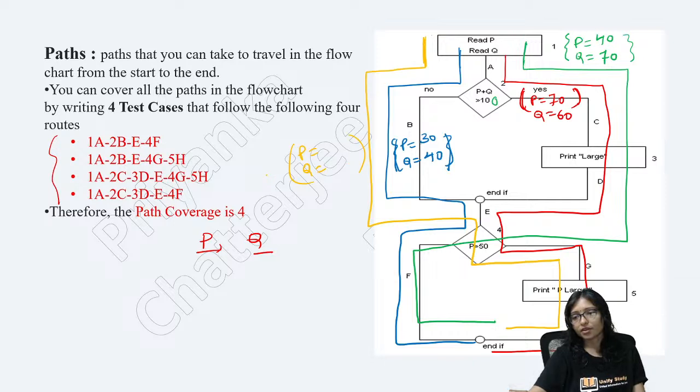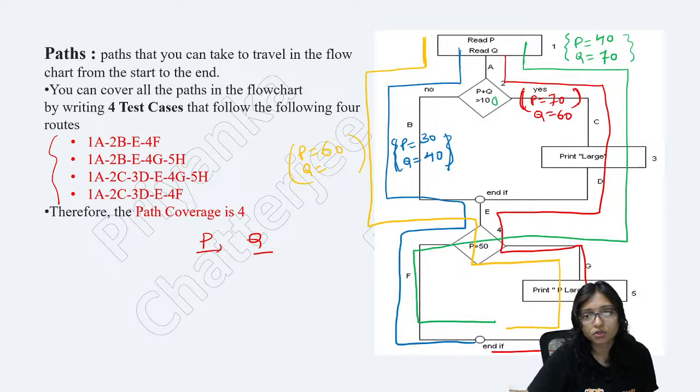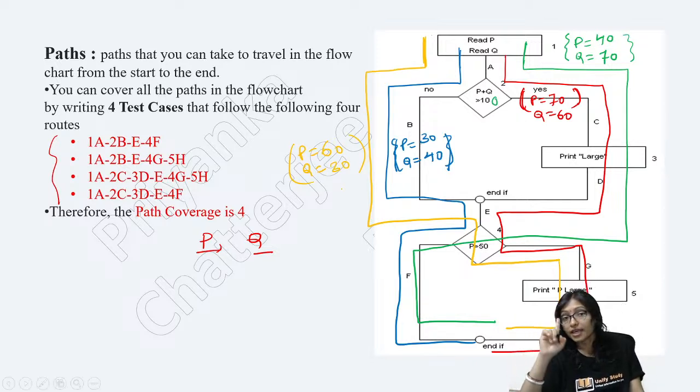What should be the value for yellow? Yellow 60-50? No, 60-50 no. Lopa, 60-20, very good. Deepa, 60-30, yes, that is good. 60-30, good. Yellow line should be P plus Q less than 100 and P should be greater than 50. Very carefully you have to think. So 60-30. So these are the 4 test cases.